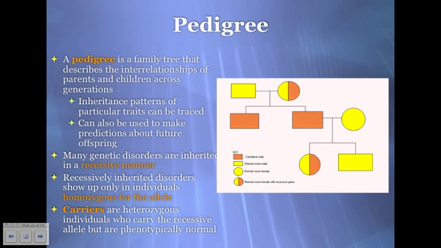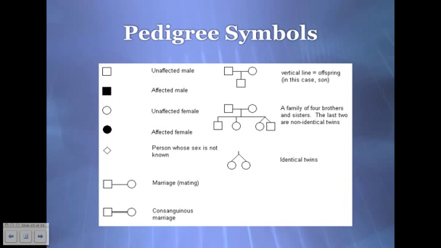In this case, the square represents a male, the circle represents a female. Also in this case, the orange coloration represents colorblind, and the half yellow, half orange represents a carrier for colorblindness. Many genetic disorders are inherited in a recessive manner, but we'll talk about a couple of recessive disorders as well as dominant genetic diseases. And in this case, we would call the heterozygote a carrier. Recessively inherited disorders show up in individuals homozygous for the allele. Keep that in mind. Here's a list of the symbols.